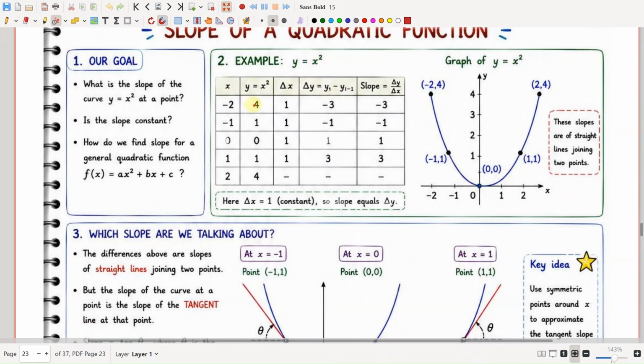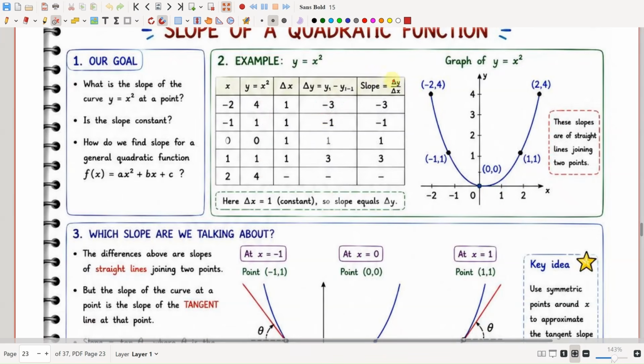So 1 minus 4 will be minus 3. You have to go downwards. Then 0 minus 1 will be minus 1, 1 minus 0 will be 1, and 4 minus 1 will be 3.